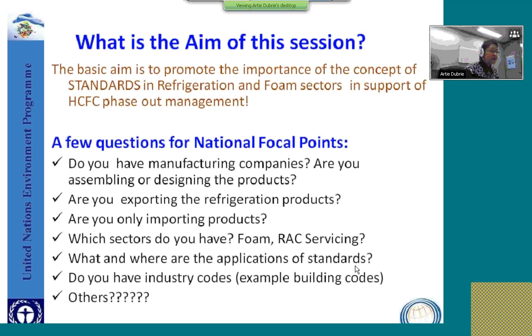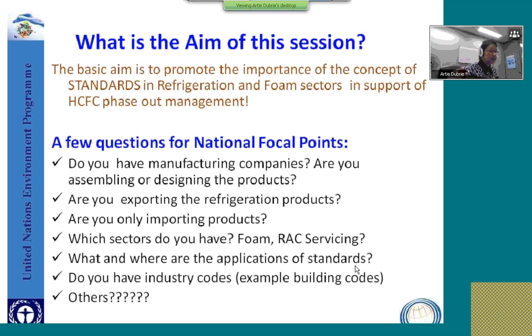So in our analysis, there is no one size fits all. It very much depends on the country. It depends on what your industry base and manufacturing base are. Are you an importer, exporter? What kind of technologies are being used locally, whether manufactured for export or imported for specific purposes? And of course, what is your national status on the subject of standards, and links with any codes that are related to the subject?